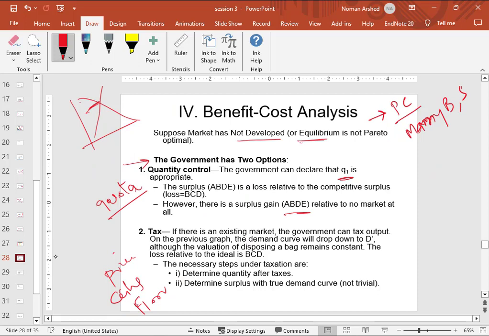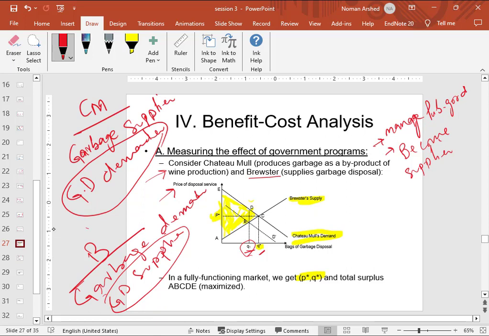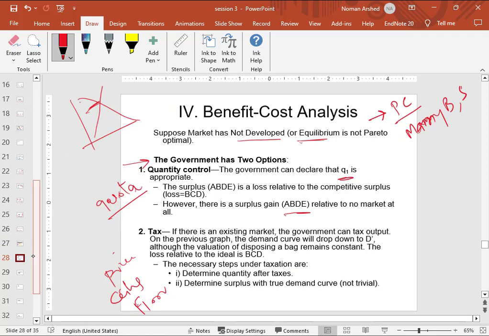However, there is a surplus gain. ABDE is a loss relative to competitive surplus. Loss equal to BCD. तो उसने कहा कि क्या लॉस होगा हमें BCD. This triangle is the loss that we will experience because of limiting the quantity. Okay, तो surplus कम हो गया, ठीक है. However, there is a surplus gain ABDE relative to no market.